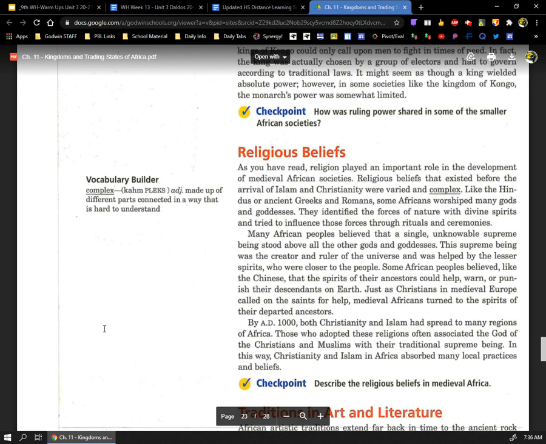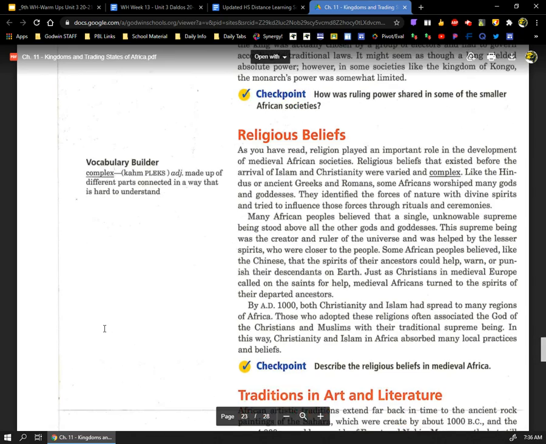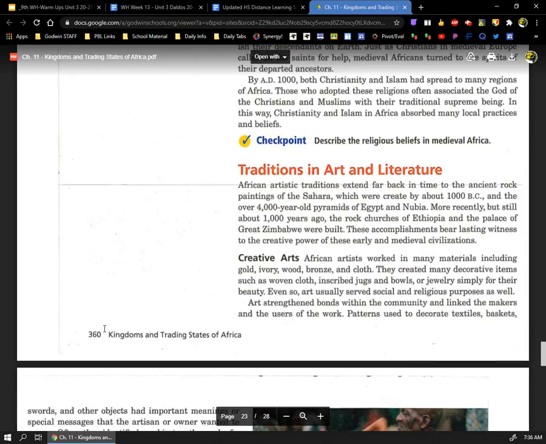departed ancestors. By AD 1000, both Christianity and Islam had spread to many regions of Africa. Those who adopted those religions often associated the God of the Christians and Muslims with their traditional supreme being. In this way, Christianity and Islam in Africa absorbed many local practices and beliefs. Checkpoint. Describe the religious beliefs in medieval Africa. Take a moment to answer that question, and then continue.